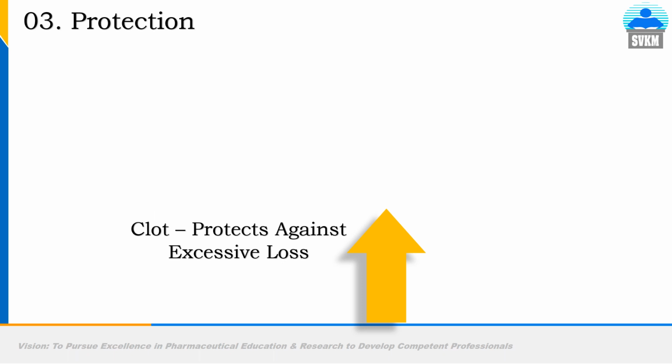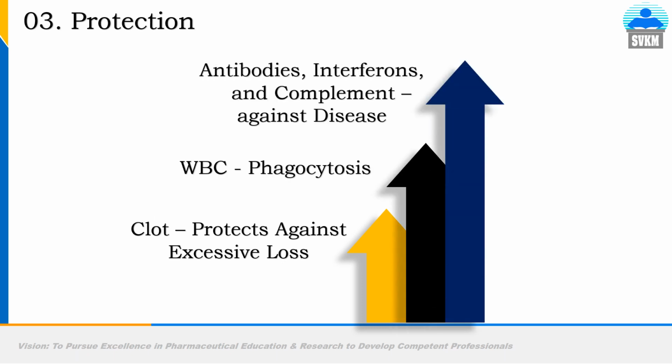Second, a major component of the blood is the WBC, white blood cells. These WBCs have a major role in providing protection against diseases by activating the phagocytosis process. Next, it is also involved in the production of certain antibodies, interferons, and the complement system. And these activated complement system, the generated antibodies and interferons provide protection against certain diseases.